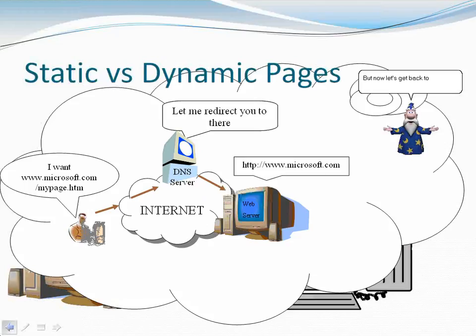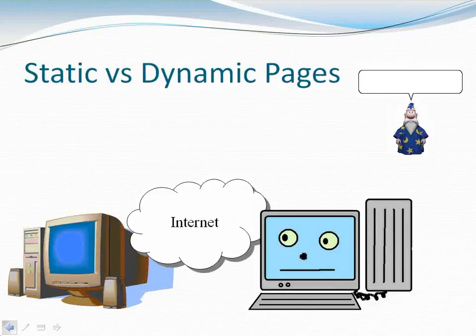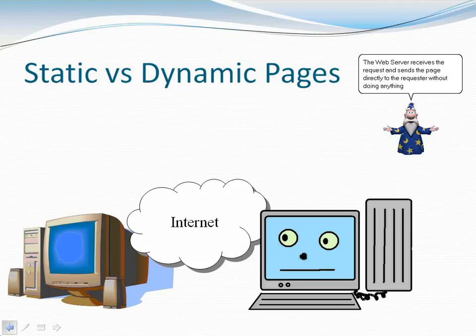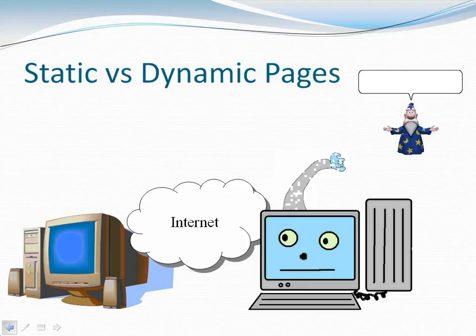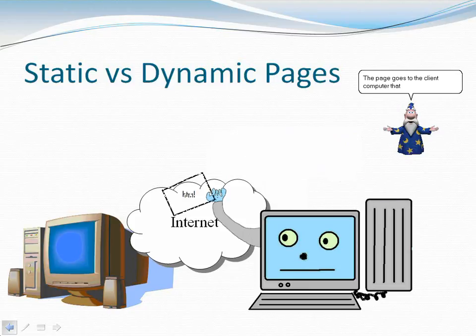But now let's get back to the lesson. I apologize for the distraction. Let me recreate the original slide for you. When the client computer requests a static web page, like the HTML page of this example, the web server receives the request and sends the page directly to the requester without doing anything to the page, because it is not its job to do an interpretation of the HTML. The page goes to the client computer that requested it, and the browser does the HTML interpretation to show the formatted page.